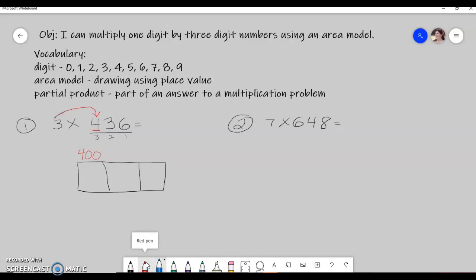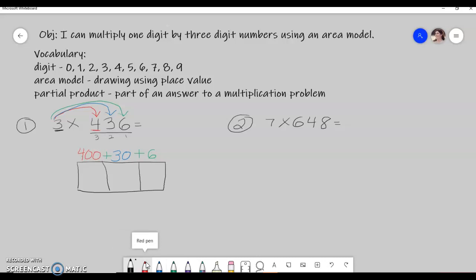Then we have the 3 in the tens place, and we know tens have 1 zero. And then we have 6 ones, so 6. Remember, if I add these together, 400 plus 30 plus 6, does that equal 436? Yes, 4, 3, 6. That's all connected correctly.